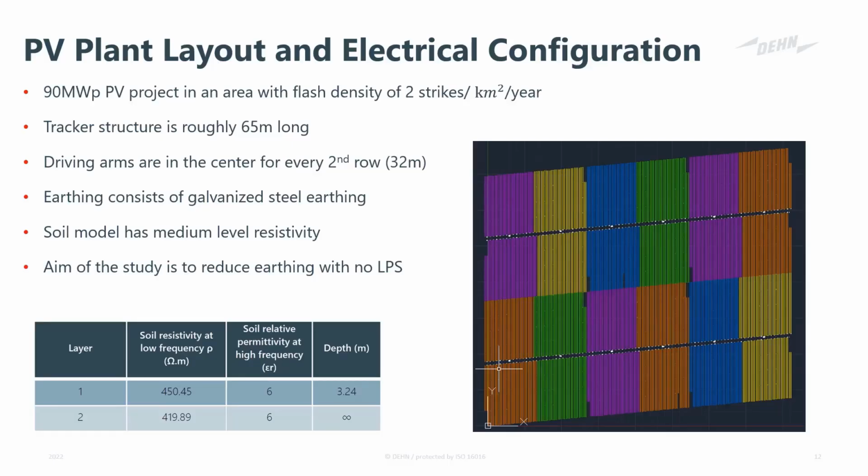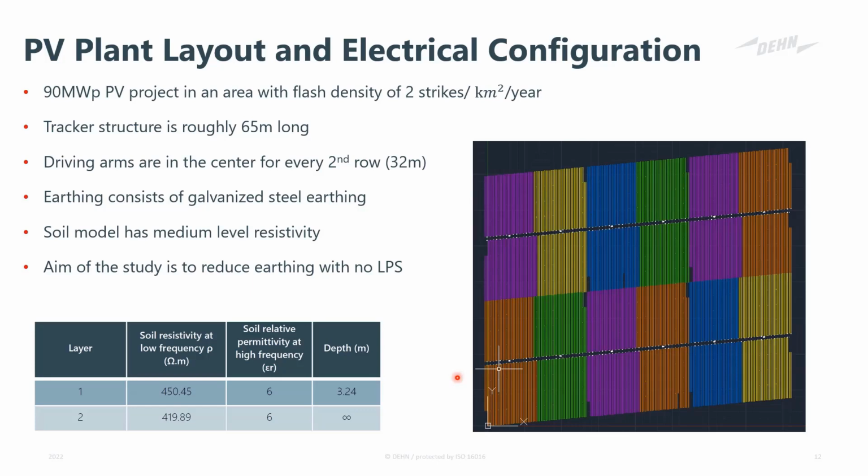This project is a 90 megawatt peak PV project, which is located in an area of a lightning flash density of 2 strikes per square kilometer per year, which is not excessively high. It's quite average, and you can see an overview of the plant on the right hand side. So the plant consists of multiple blocks allocated with colors, and they all feed into a central transformer system that all combine to the main substation.